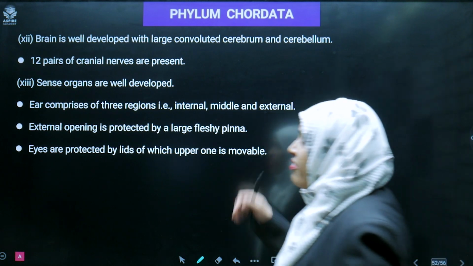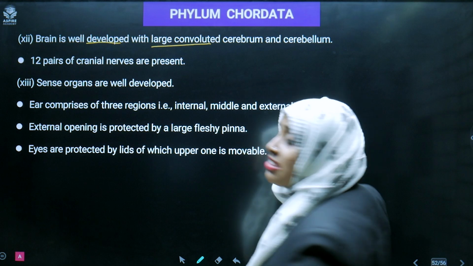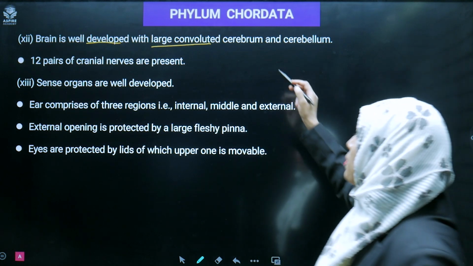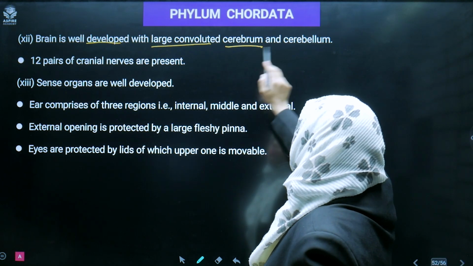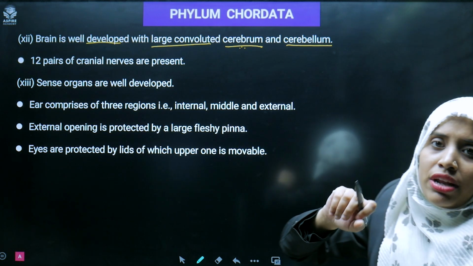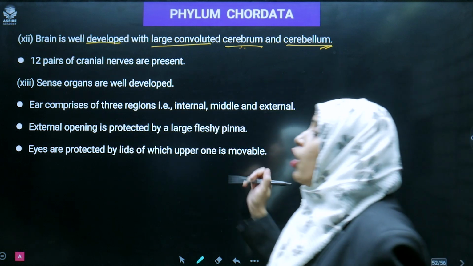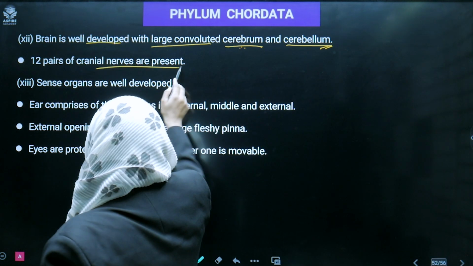Now, the brain is very well developed, with a large convoluted cerebrum and cerebellum. These are the parts of our brain. Cerebrum is the largest part of the brain, and the small brain is known as cerebellum. Okay. Now, 12 pairs of cranial nerves are present.